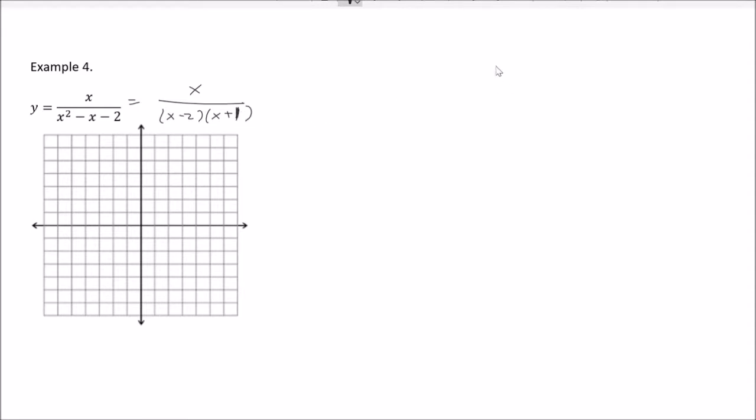Okay, so now let's try to write down the information that we know. So what about our y-intercept? The y-intercept is when x is 0. So that would say 0 over something, that would be 0. What about our zero, or our x-intercept or x-intercepts? That's what makes the numerator 0, so that would be 0. Looks like those are both the same point.